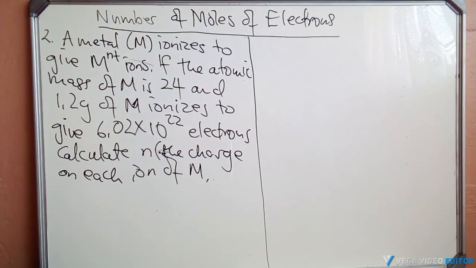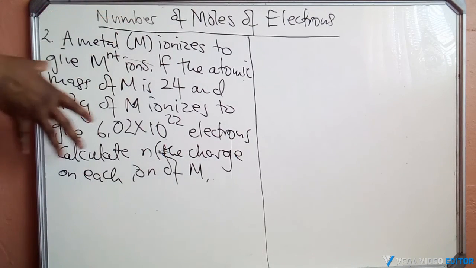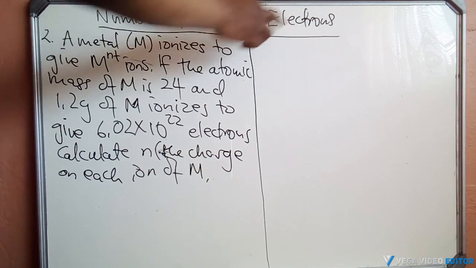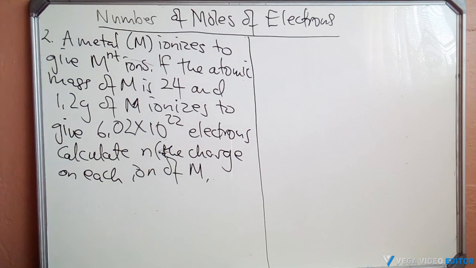Again, this is results-oriented preparation. We are still looking at stoichiometry, and in our question today we are calculating the number of moles of electrons. We want to find out the number of moles of electrons in the scenario that is given.